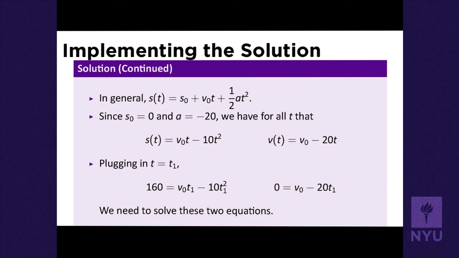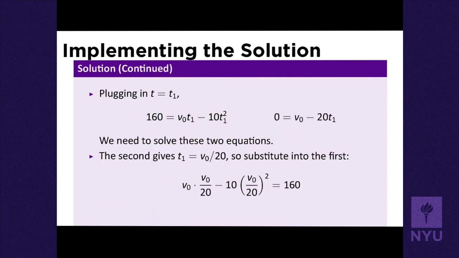Now, usually, if you have two equations and two unknown things, you have enough information to solve for each of them. You have to either solve one of the equations for one of the unknowns and plug it into the other, or you have to do some combination of the two equations in order to get an equation with only one of the unknown things in them. Well, this one, it's pretty easy to take this second equation, 0 equals v0 minus 20t1, and solve it for t1, because you can just add 20t1 to this side, divide by 20. I get that t1 is v0 divided by 20.